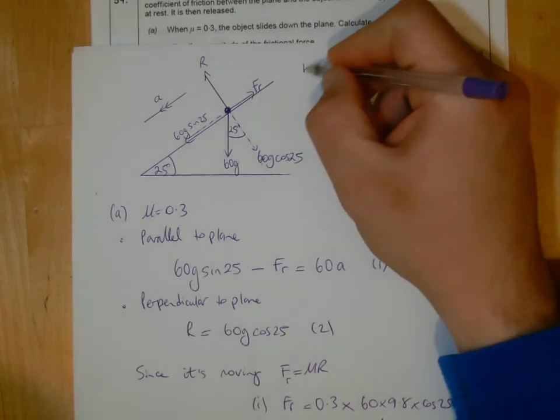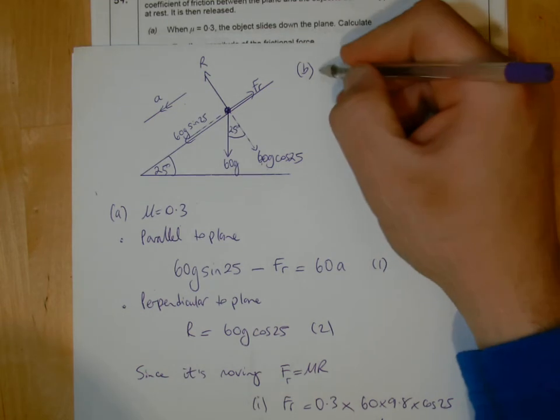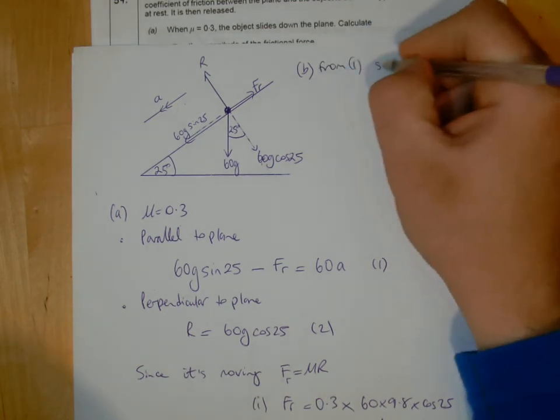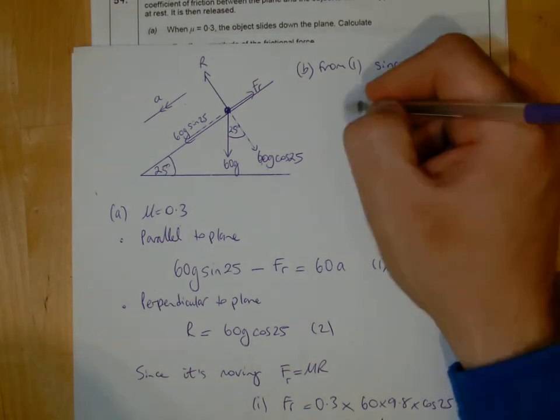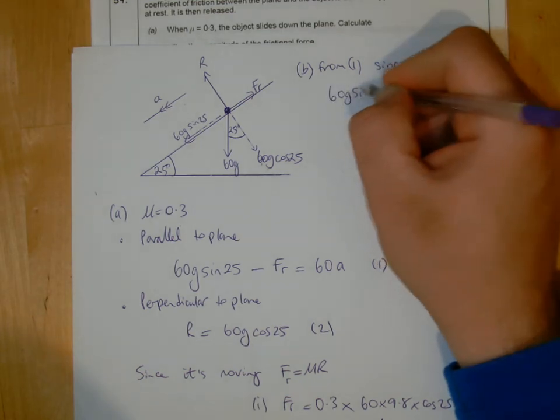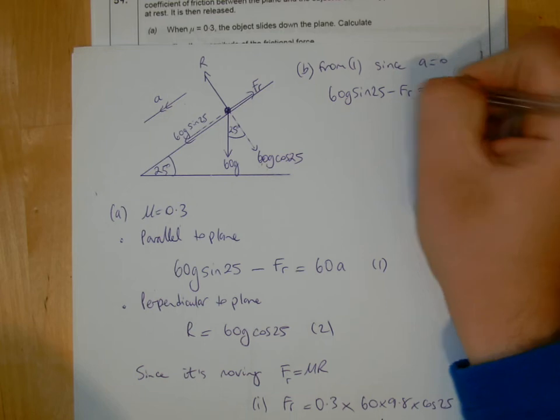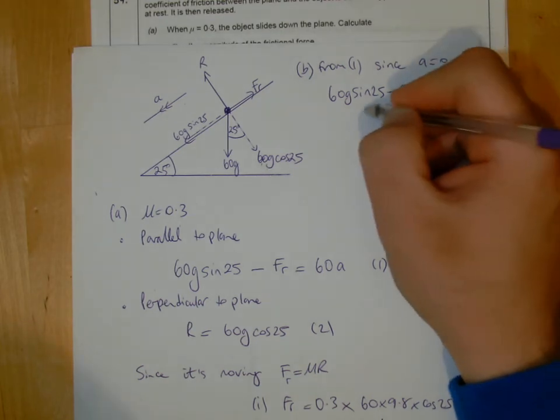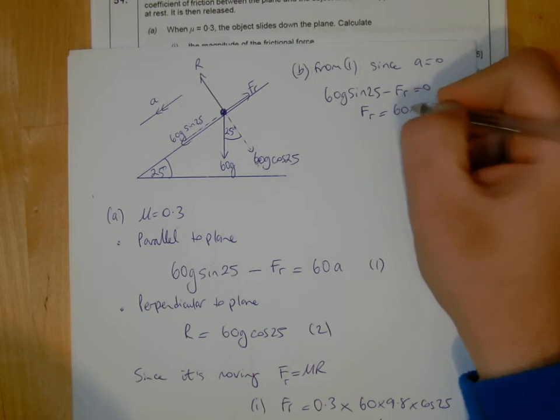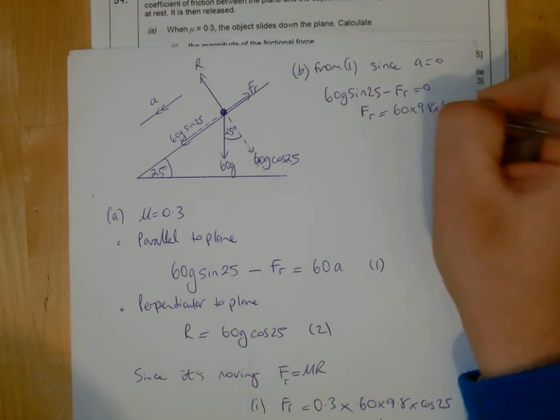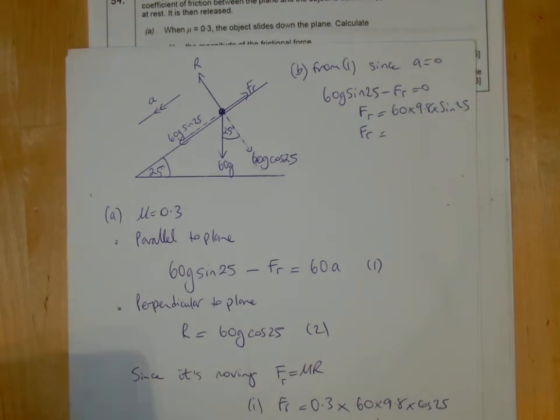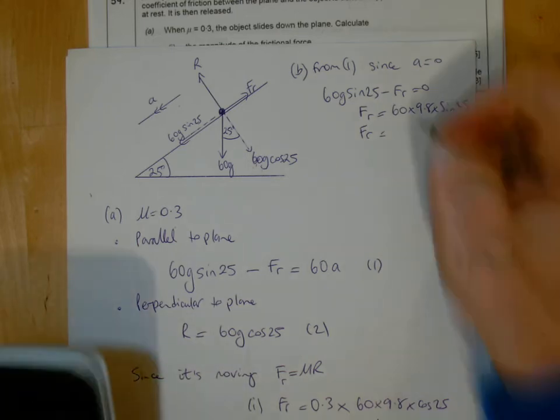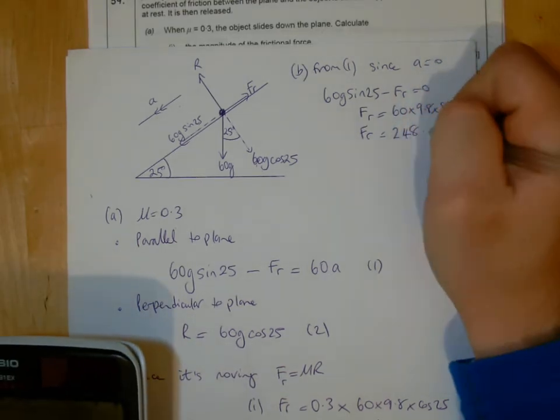For my answer B, from 1, since a is 0 because it's stationary, you'd have 60g sine 25, take away friction is 0. So our friction value would equal 60 times 9.8 times sine 25. That comes out to be 248.50 if I round to 2 decimal places.